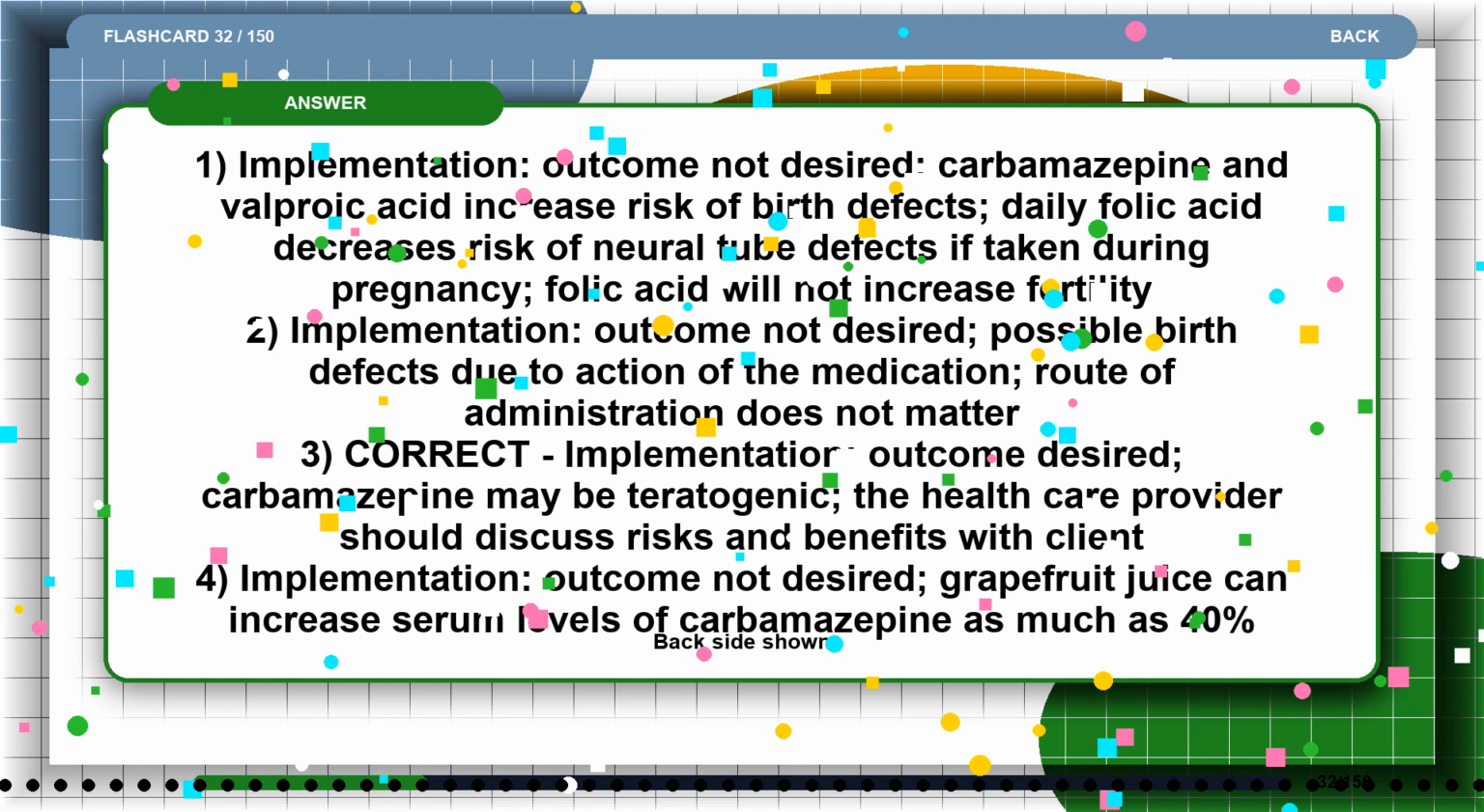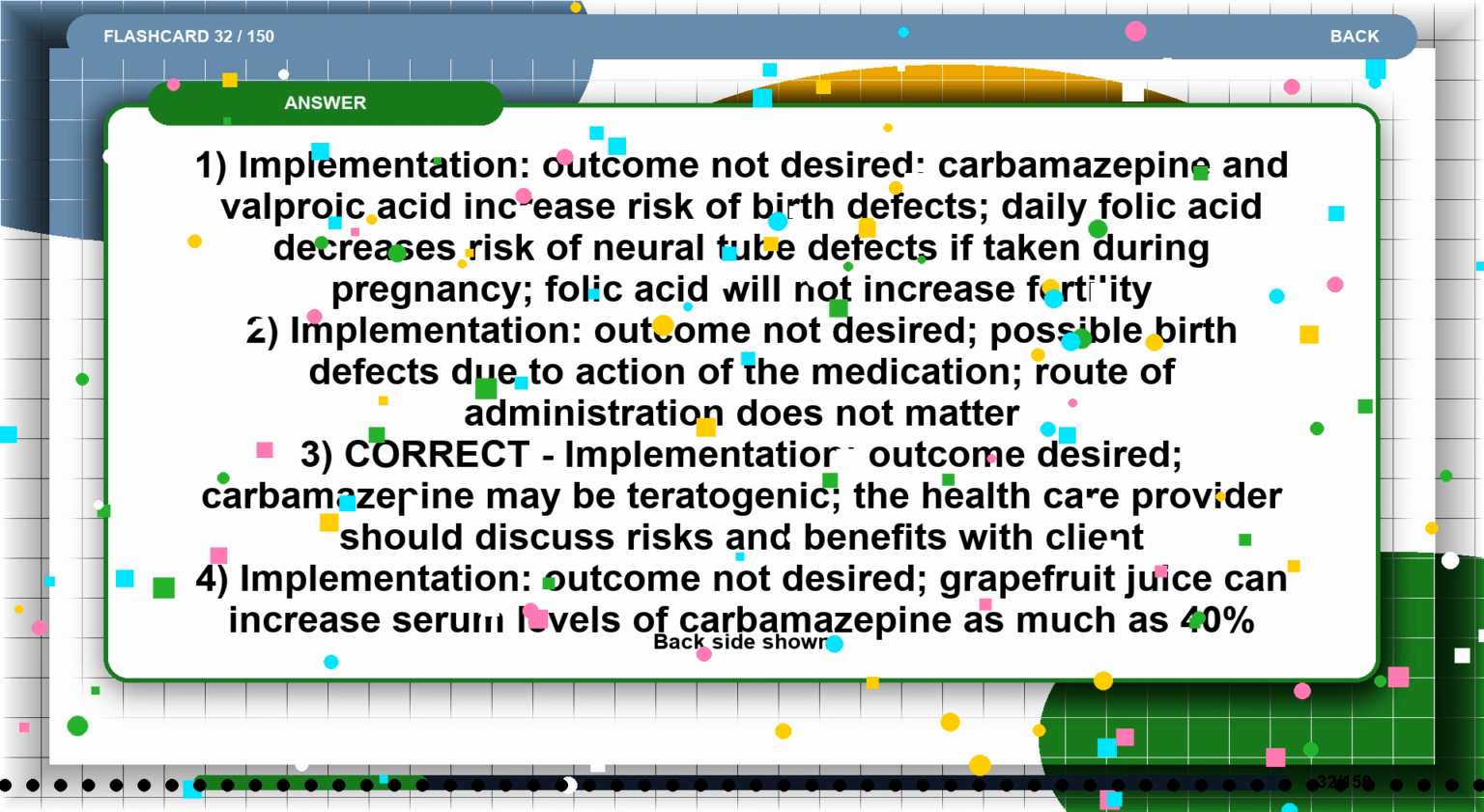The answer is 1. Implementation. Outcome not desired. Carbamazepine and valproic acid increase risk of birth defects. Daily folic acid decreases risk of neural tube defects if taken during pregnancy. Folic acid will not increase fertility.